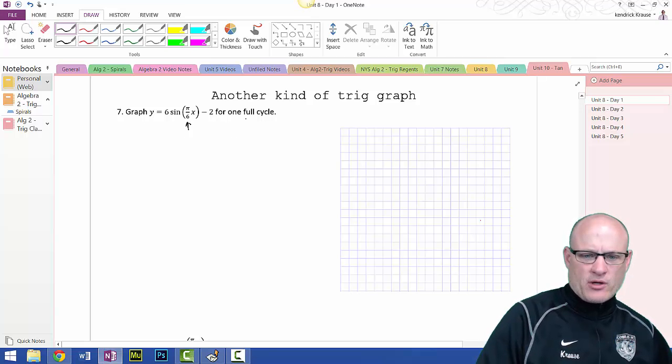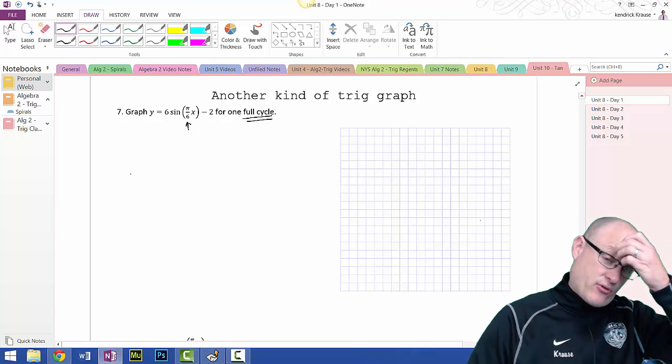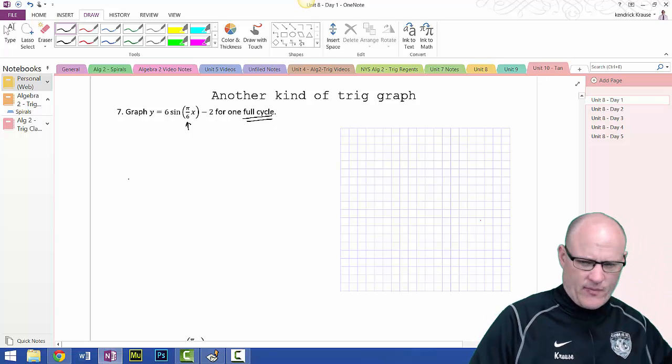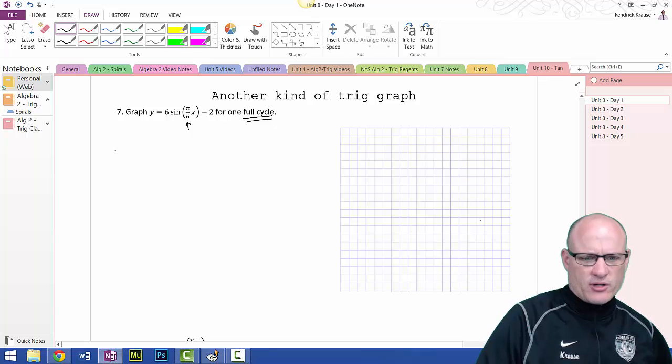I want to graph this for one full cycle of the sine curve. And so I just decided to throw these in here just to kind of give you another look at something and have you practice with these. So we're going to get A equals 6. Don't sweat this out. We're going to do this right now. B is equal to pi over 6. And then we're going to go right into period. The period is equal to 2 pi over 6.